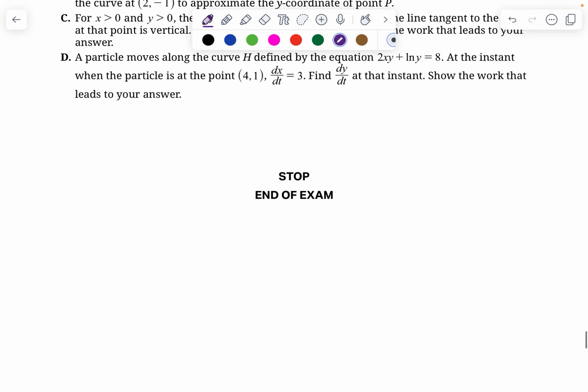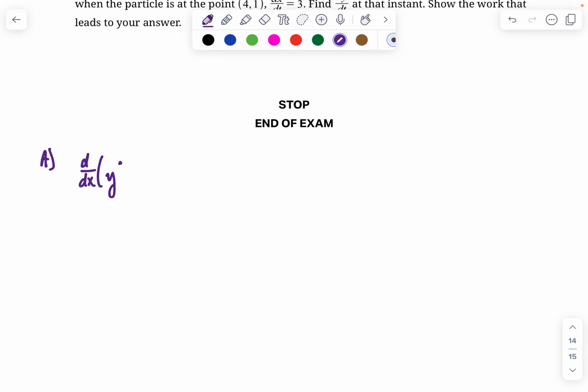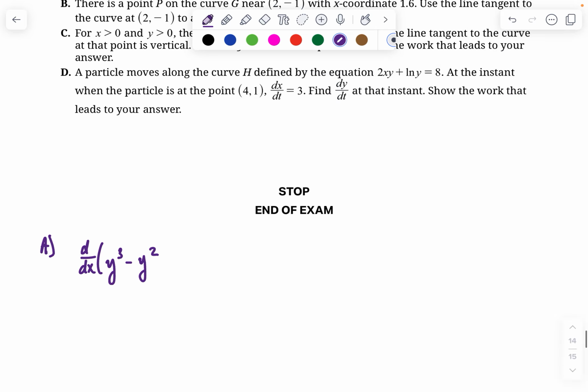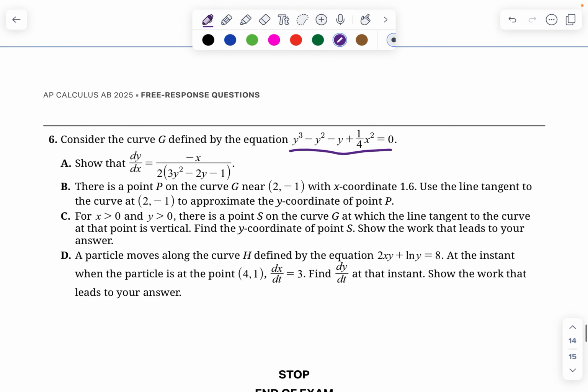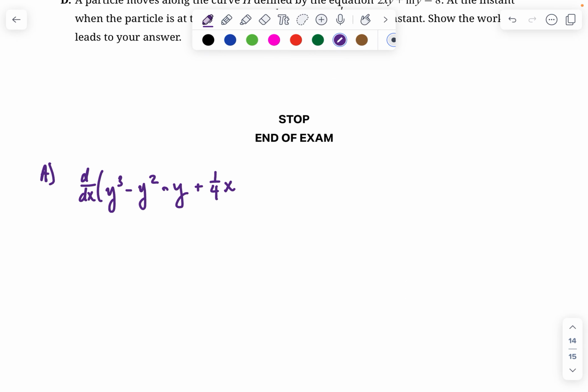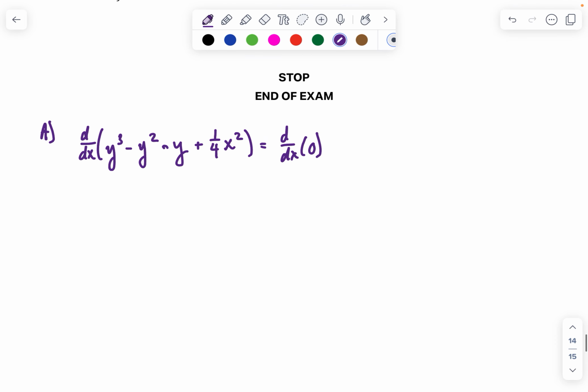So we are going to, in part A here, differentiate with respect to x, the function y cubed minus y squared minus y plus 1/4 x squared. And the other side we'll just differentiate it as well. So show that we're taking the derivative of both sides. And so then we'll just go from there.